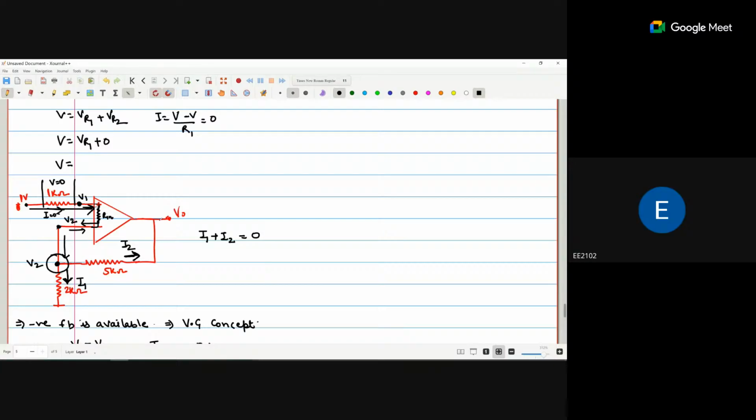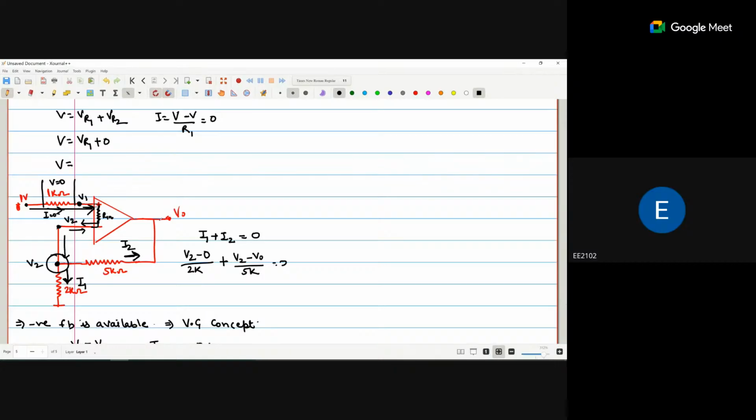That is going from V2 to ground. So one potential is V2, second potential is ground, upon 2K. Plus what is I2 current? That is going from V2 to V0. So V2 minus V0 divided by 5K is equal to 0. Now you can solve the V2.